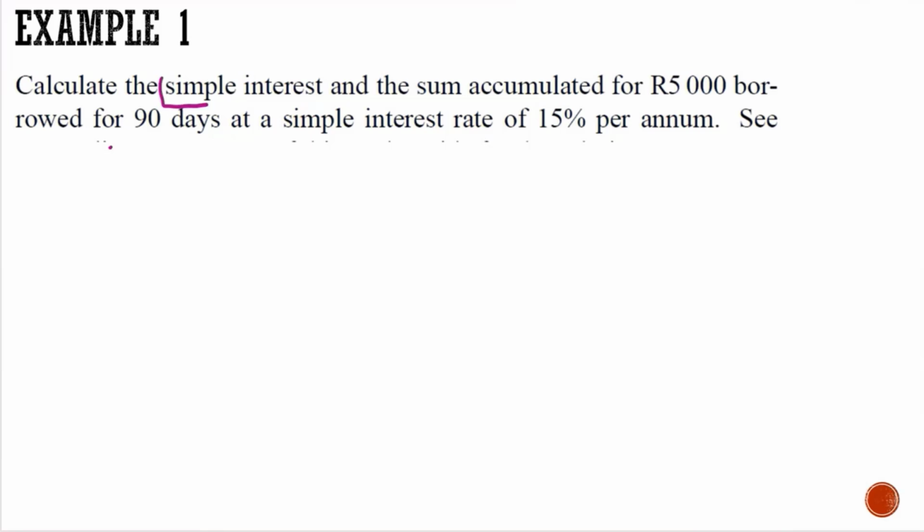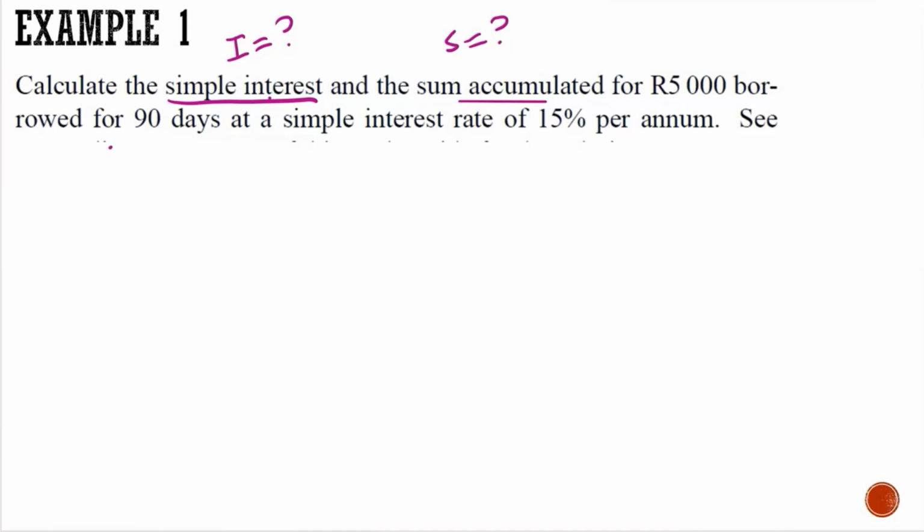You know the simple interest, it is I from the formulas. You are required to calculate the simple interest. Okay? And also you are required to find the sum accumulated. Remember, what is the sum accumulated from the formula? The sum accumulated, it is S. Okay, so now you're already aware of what you are required to calculate for.